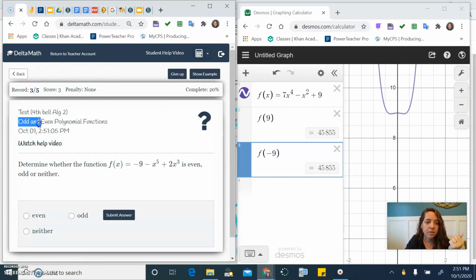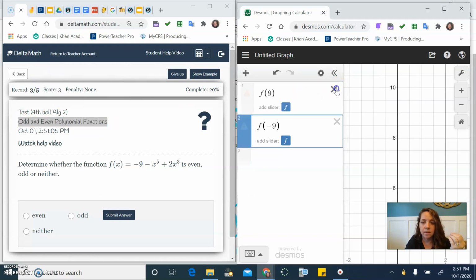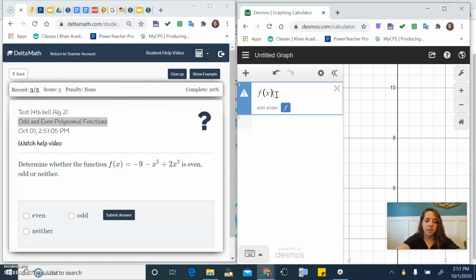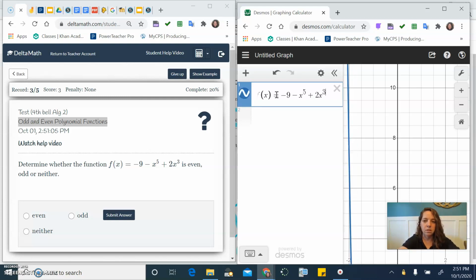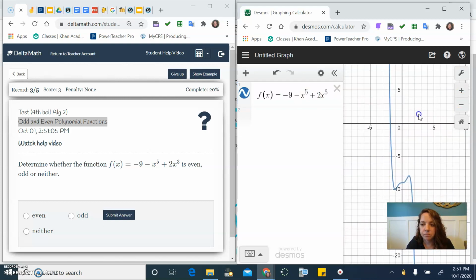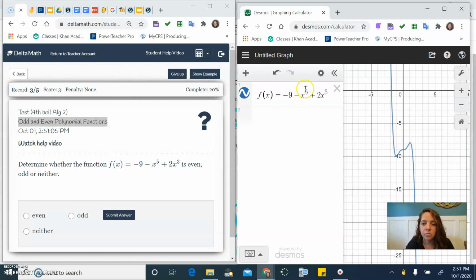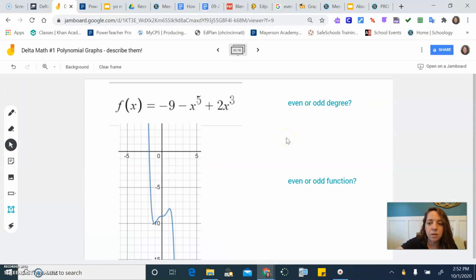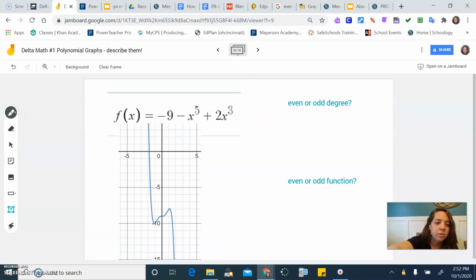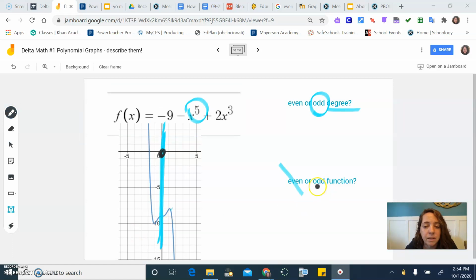Next problem. They're asking about even or odd function, not degree. So when I type this one in, first of all, they wrote it in a weird order again, right? The highest exponent should be written first to put it in standard form order. So there's my graph, and it looks a little crazy like this. If they ask me even or odd degree, well, the highest exponent is 5, so it's an odd degree function. That's easy. If they ask about even or odd function, you look at symmetry. It is not symmetrical about the y-axis, so it's not even. It is not symmetrical about the origin, the 0, 0 point, so it's not odd, so this one would be neither.